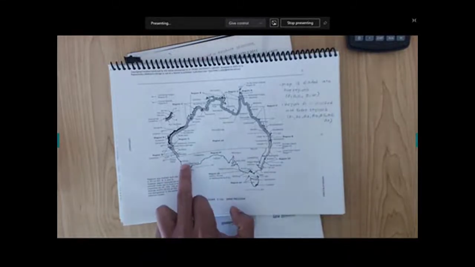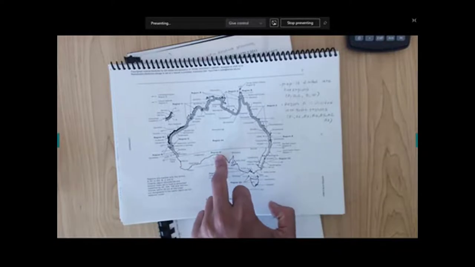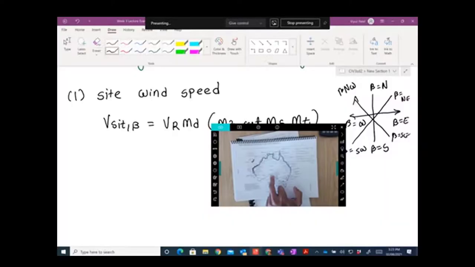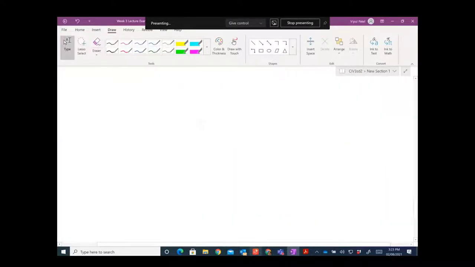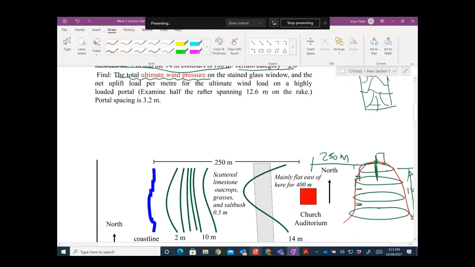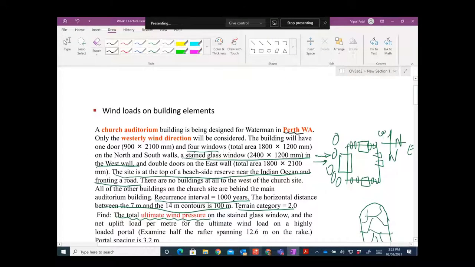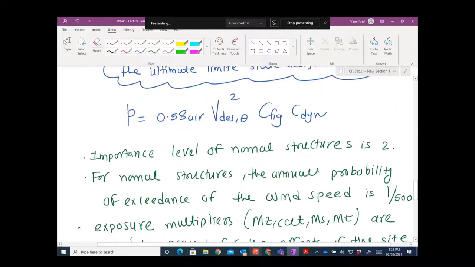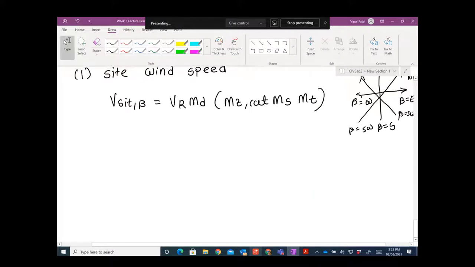But we are in the port, so that is region A1. I hope you understand that port is written here. I can show it to you. So that is Port Waterman. Okay, so let's go back to our example. We are looking for VR. For this VR, first we need to find a region, and that region is A1.